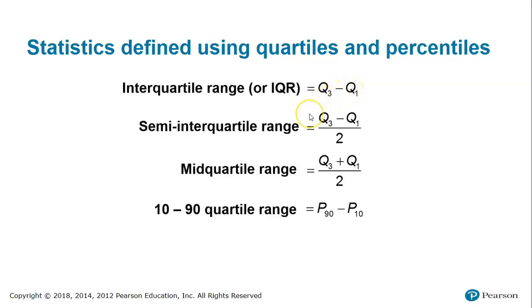If you want to get your semi-interquartile range, then you do the interquartile range divided by 2. The mid-quartile range, you add the third and first quartiles and divide by 2. And then with your 10-90 percentile range, you're going to subtract those percentiles. So again, we're not really going to use these bottom 3, but the top one we will use for identifying some outliers.